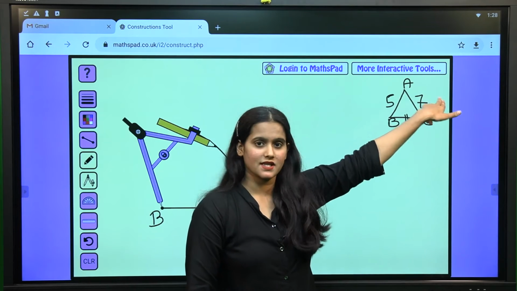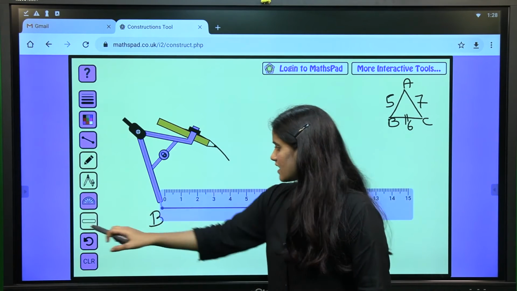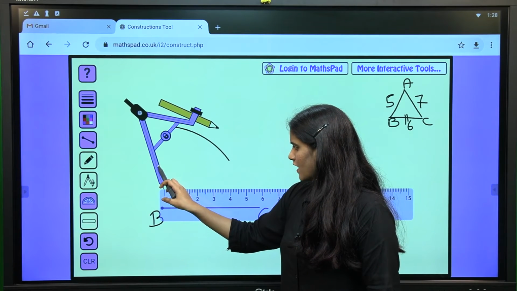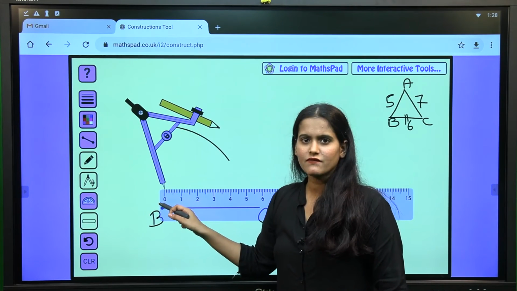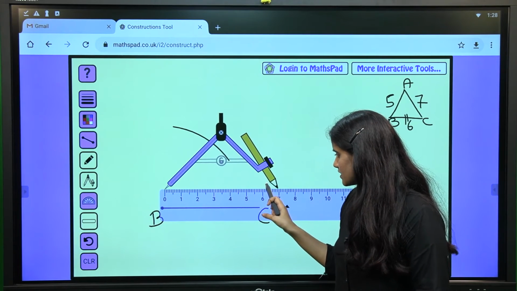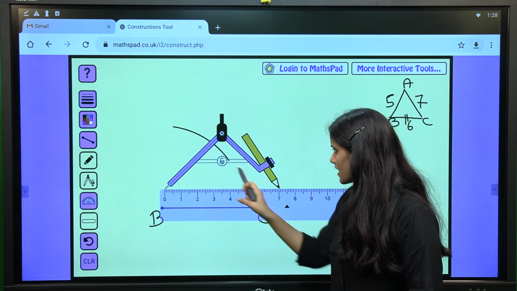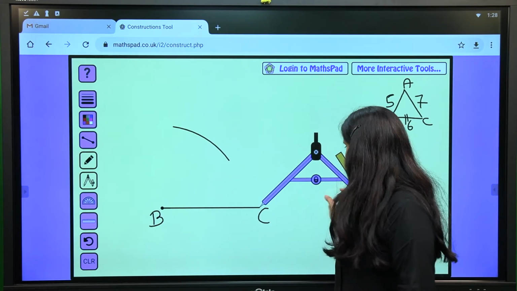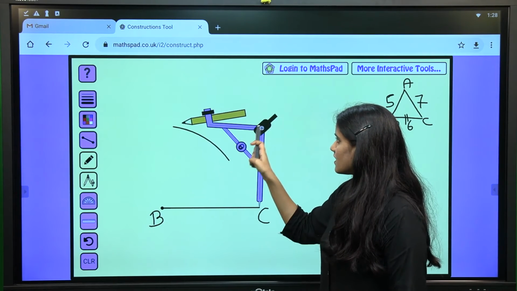Next one is 7 centimeter. So same again, take a scale. So place it on 0. So always remember, while measuring the length, always start from 0. Okay. Then now I am going to measure 7 centimeter length in the protractor. So I'll keep it on C and then I will cut this arc.